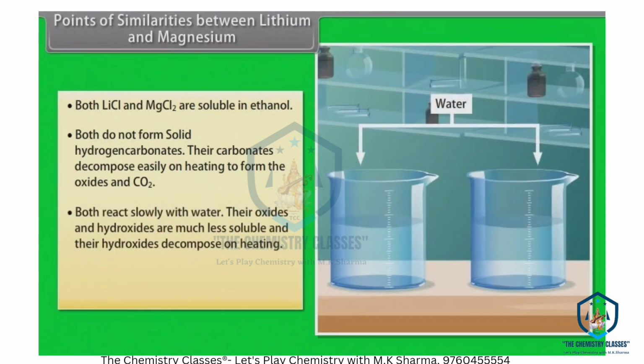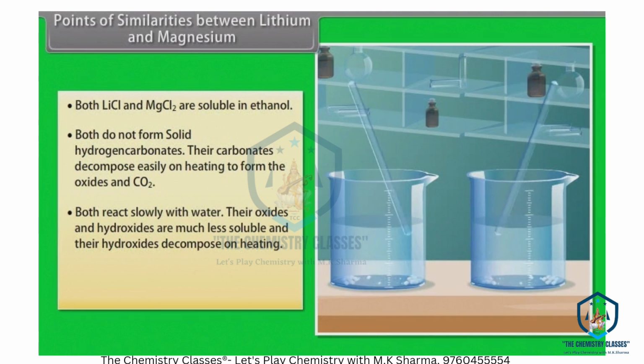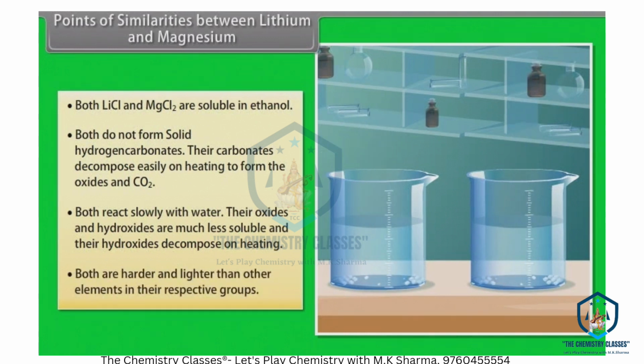Both react slowly with water. Their oxides and hydroxides are much less soluble and the hydroxides decompose on heating. Both are harder and lighter than other elements in their respective groups.